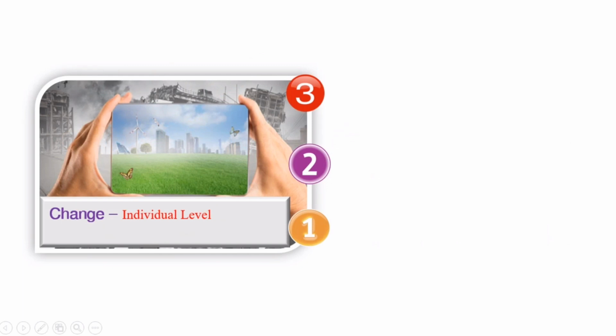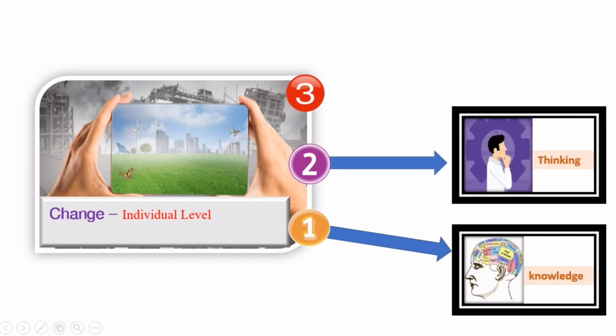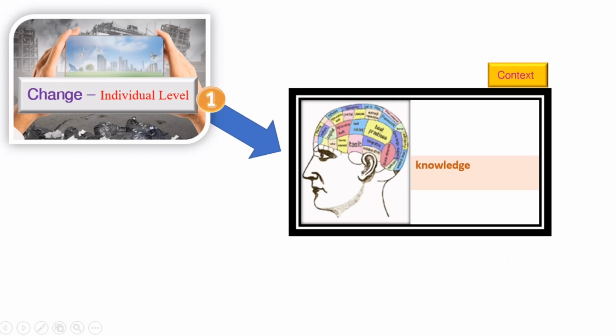Here I will introduce three things that you can look at. First is change in the participants' knowledge. Second, change in their thinking or perception. And third is change in their practice. Now let us see them one by one.